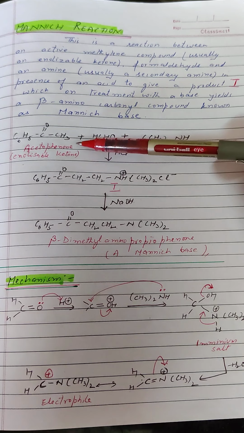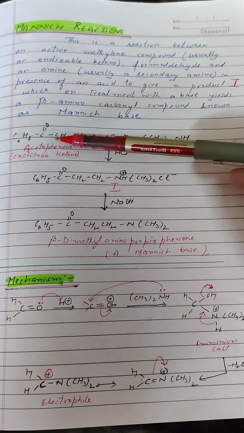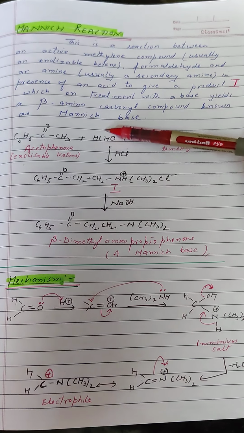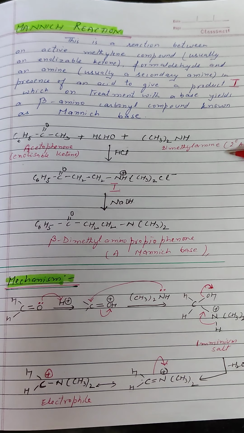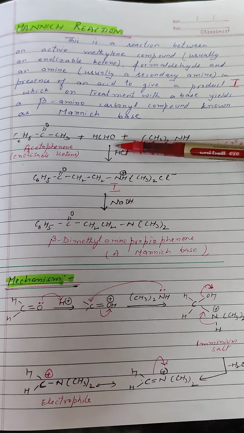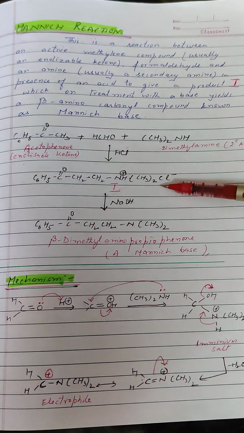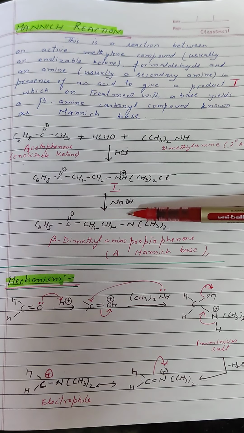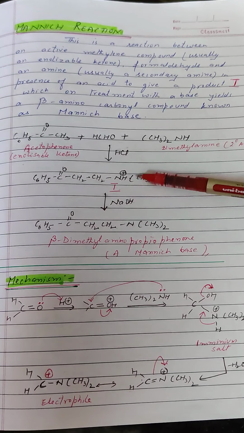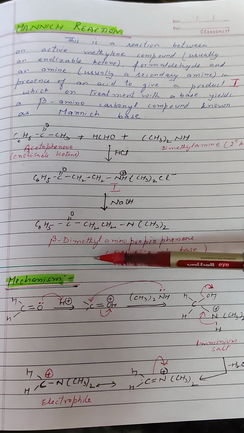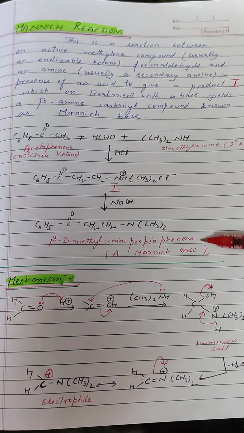So in Mannich reaction, in this particular example, we are taking acetophenone as the enolizable ketone, we are taking formaldehyde, we are taking dimethylamine, the secondary amine, and in presence of HCl, they are reacting, resulting in the formation of addition product 1. This addition product in presence of a base like sodium hydroxide gives us beta dimethyl amino propiophenone, which is commonly known as a Mannich base.